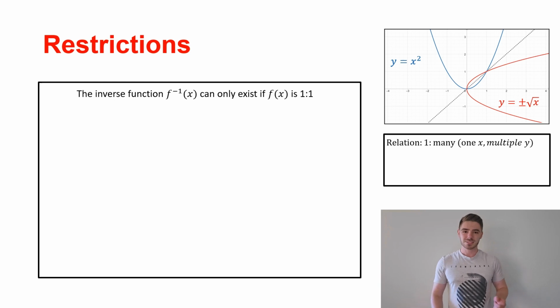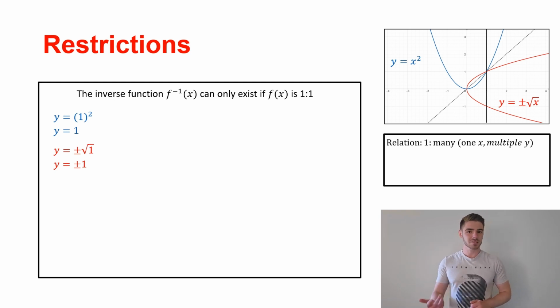For example, let's look at x equals 1. If you plug x equals 1 into the quadratic, you'll get the answer 1. But if you plug it into its inverse, you'll get both 1 and -1. That's two different y values for the same x value. It's for this reason that f of x can't have an inverse function unless f of x is one-to-one. That is, one x per y.